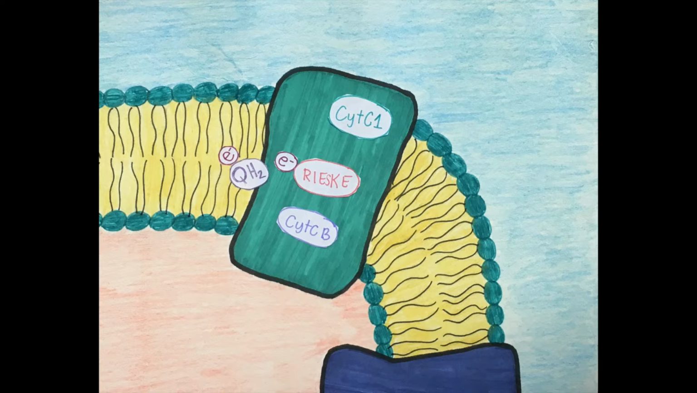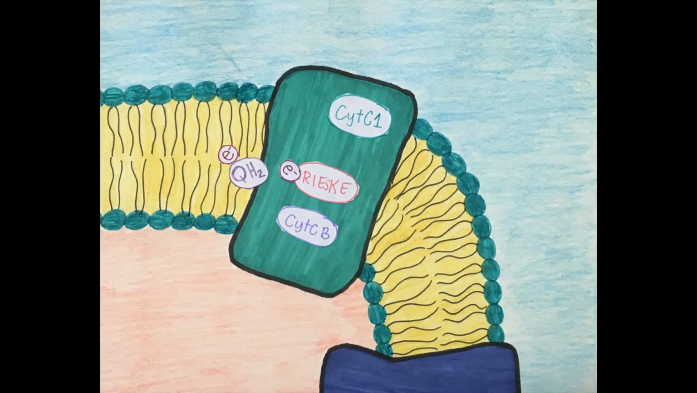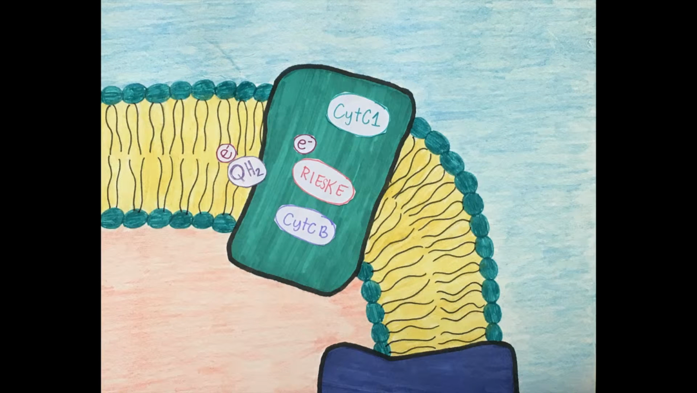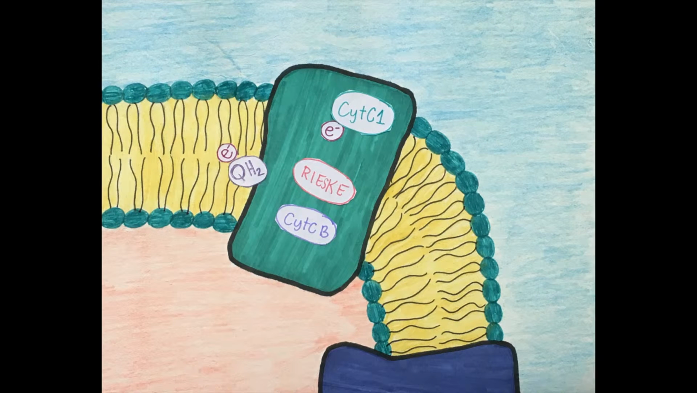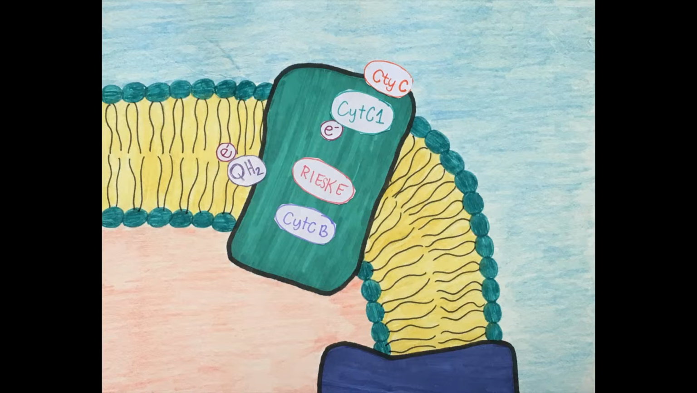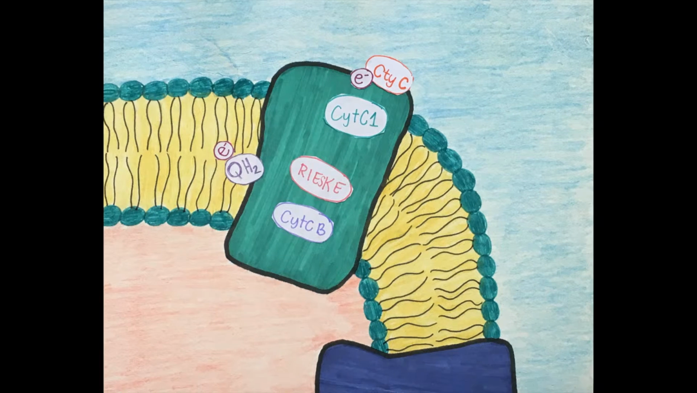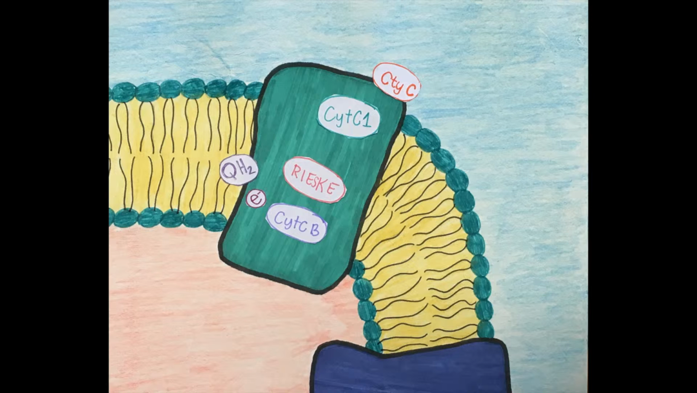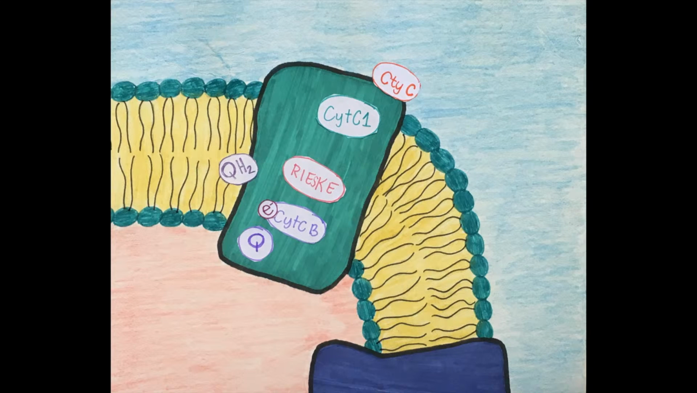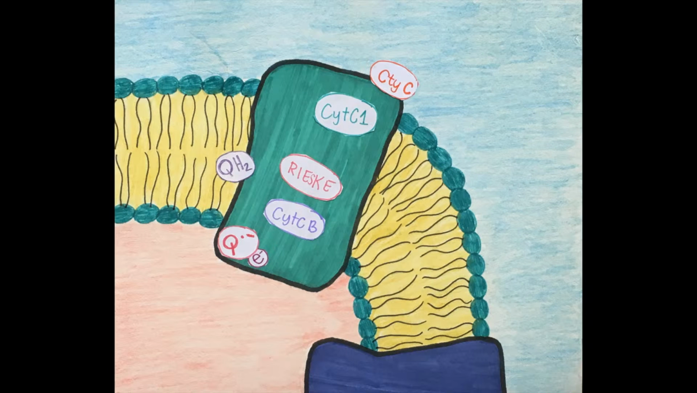1 electron moves to the 2Fe2S group of the Rieske center and is then transferred onto the heme group of cytochrome C1. It is picked up by cytochrome C, which is a water-soluble protein and can carry only 1 electron. It diffuses away and travels to complex 4. The second electron moves onto the heme groups of cytochrome B before being picked up by ubiquinone, which becomes partially reduced to form semiquinone. This pumps 2 hydrogen ions.